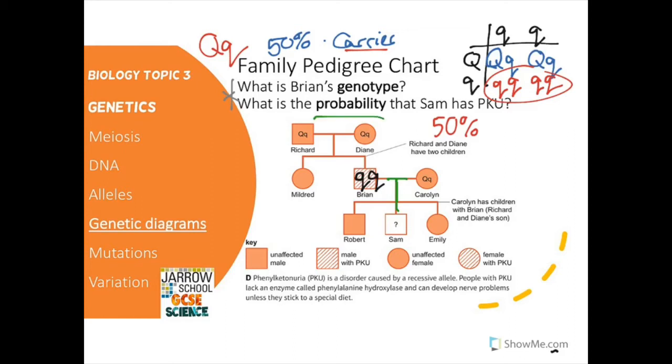So to answer the question again, what is the probability that Sam has the disease? It's 50% chance, because he has 50% chance of inheriting the diseased allele from his mother and 100% chance of getting the diseased allele from his father who has the disease. So he is 50-50 whether or not he would have the disease.